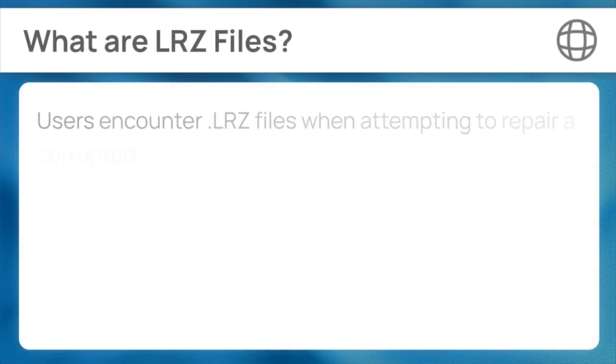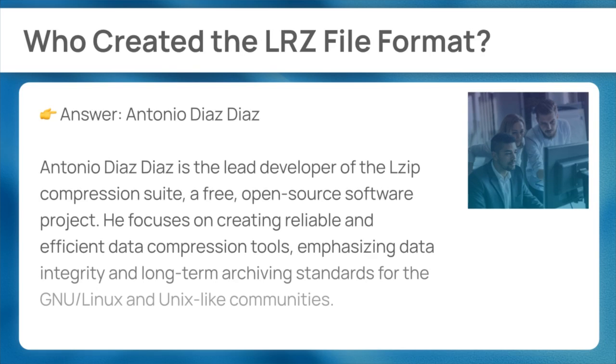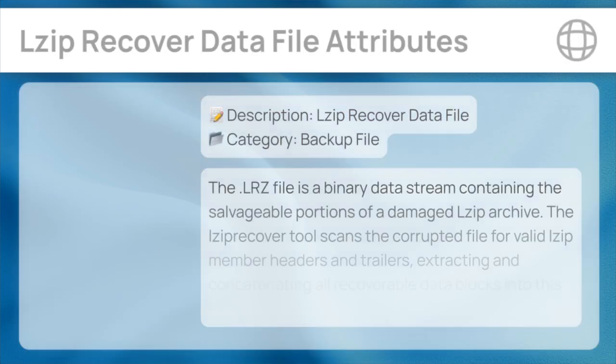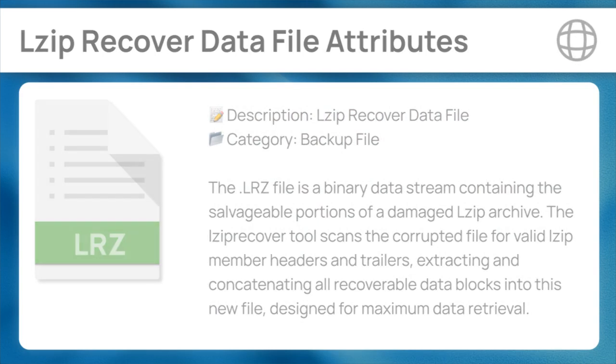Users encounter LRZ files when attempting to repair a corrupted Lzip compressed archive. The file is generated by the lziprecover utility and contains the recovered data, which can then be decompressed. The primary user intent is data recovery after a file transfer error or storage medium failure. The LRZ file is a binary data stream containing the salvageable portions of a damaged Lzip archive. The lziprecover tool scans the corrupted file for valid Lzip member headers and trailers, extracting and concatenating all recoverable data blocks into this new file, designed for maximum data retrieval.